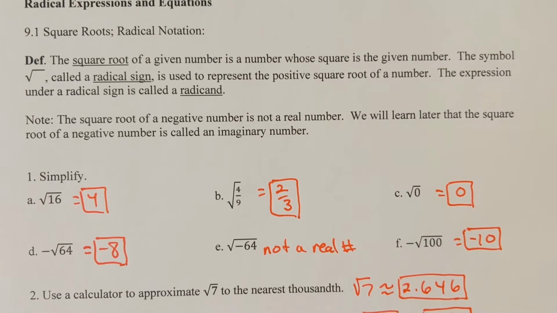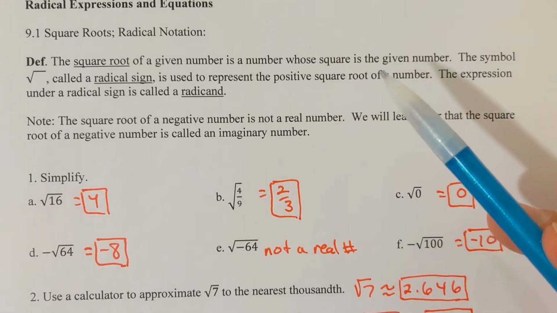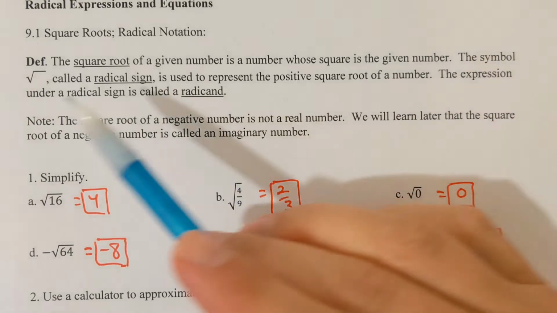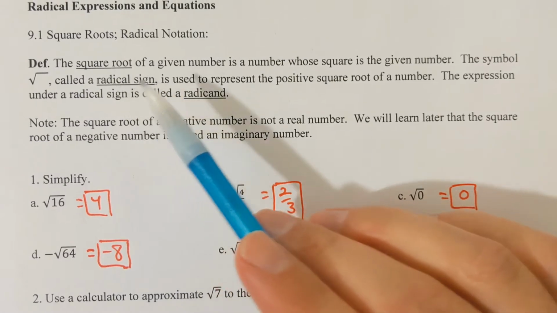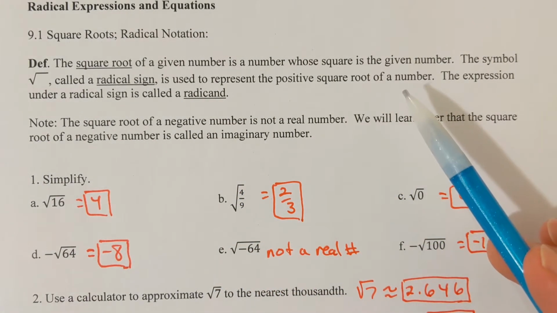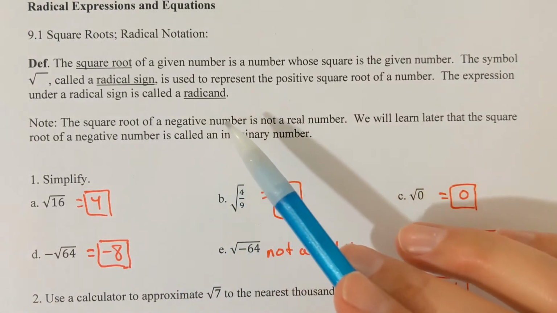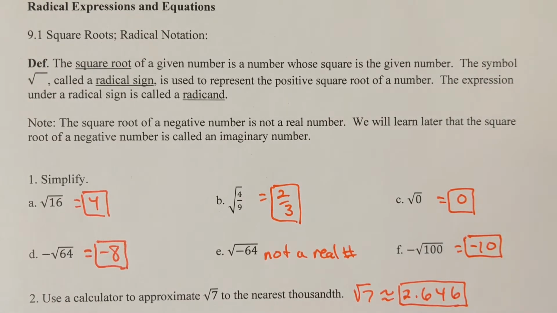Definition: it says that the square root of a given number is a number whose square is the given number. The symbol that you see here is called the radical sign, and it's used to represent the positive square root of a number. The expression underneath the radical sign is called the radicand. You'll see that terminology in the book on occasion, radical and radicand.